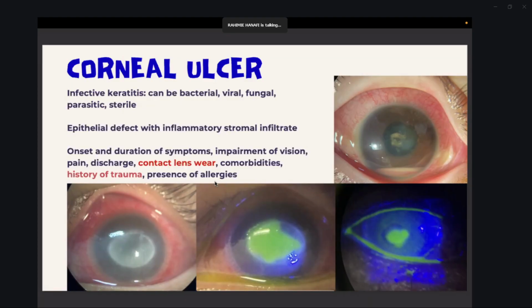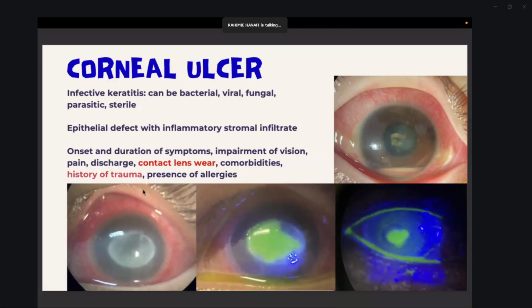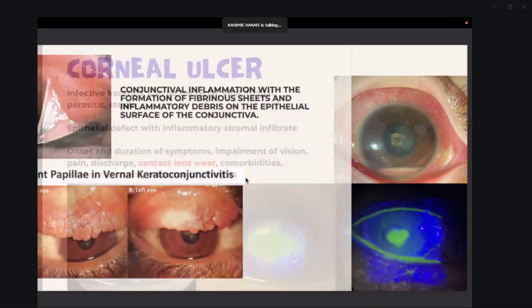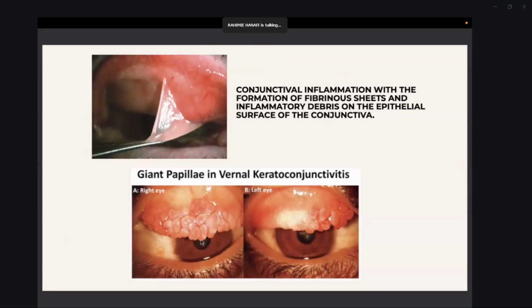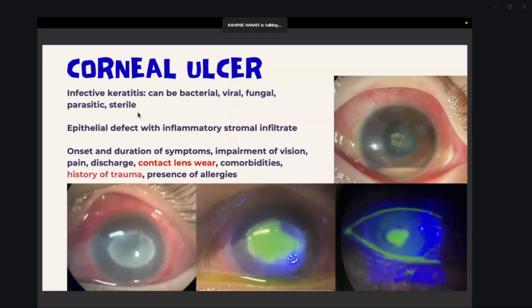So what do you want to ask patients with corneal ulcer? First is the onset and duration of symptoms, impairment of vision, and you have to check the visual acuity. Ask about any pain, discharge, and history of contact lens wear. It is good to know their hygiene, how they care for the contact lens. Also ask about comorbidities, history of trauma, history of an insect entering the eye and how they dealt with it afterwards. And any presence of allergies, because as I showed in the previous slide, these kinds of papillae can also erode the corneal epithelium, which ultimately leads to a sterile corneal ulcer. It is not infective related.